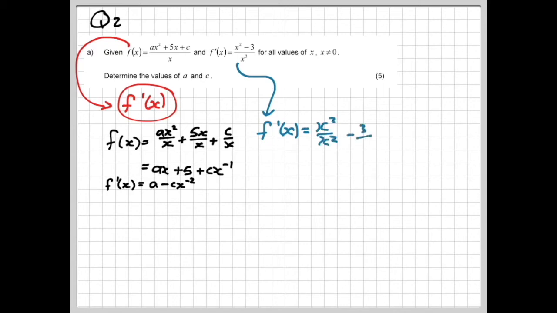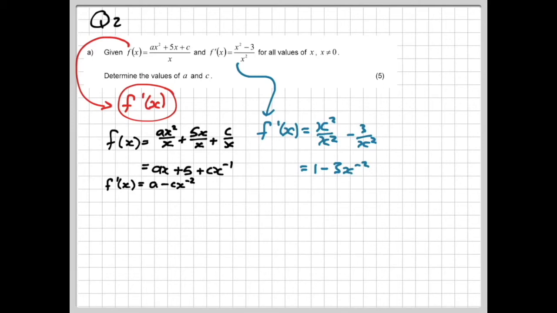So I'm going to take every one of those expressions at the top in the numerator and divide them by the x squared. So I've got x squared over x squared minus 3 over x squared. Dividing those away gives me 1 minus 3x to the negative 2.